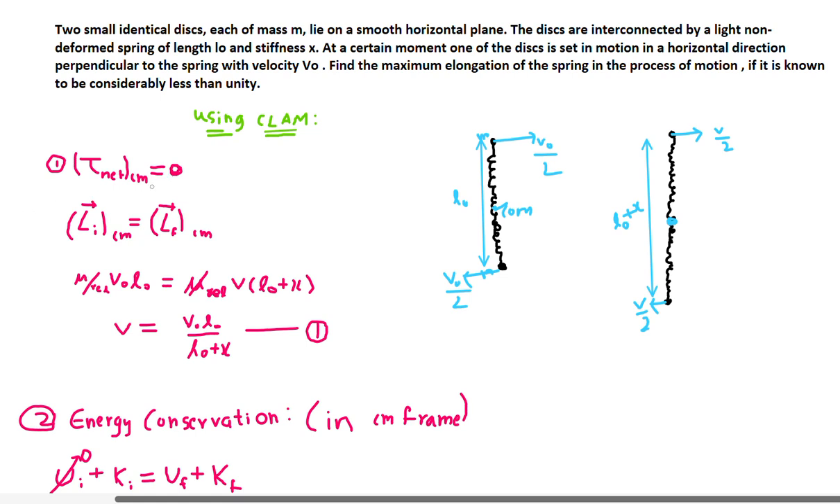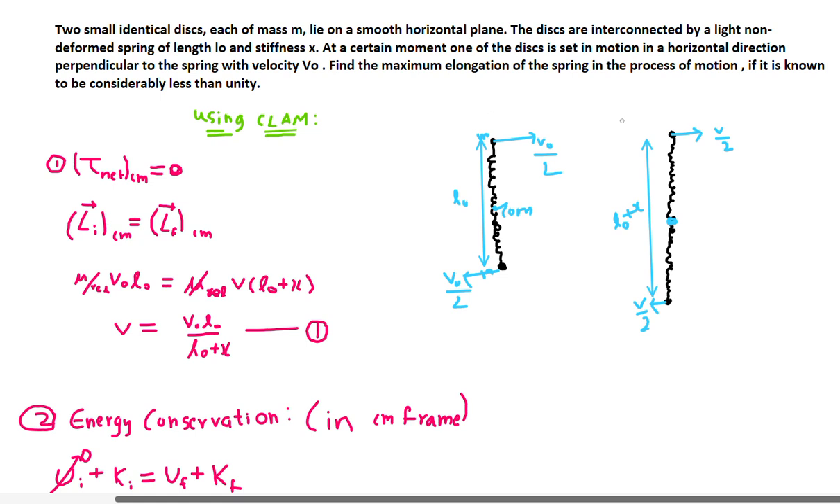So why net torque is 0 about center of mass is, actually, the spring force passes through the center of mass, so it is not taken into torque. So net torque about center of mass is 0, so we can conserve angular momentum. So I wrote L initial about center of mass equal to L final about center of mass.